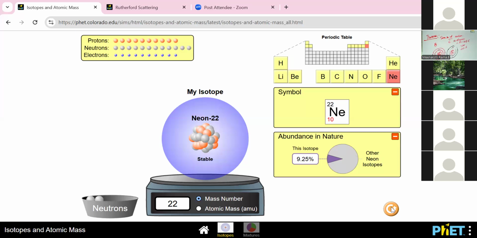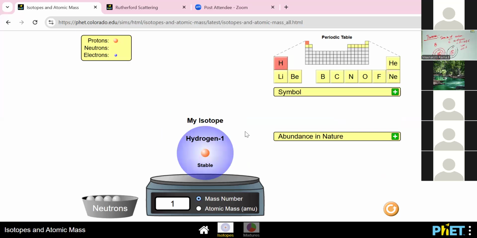We can study one concept, the stability of isotopes. From the beginning, this is hydrogen. Hydrogen has atomic number 1, and the atomic mass is 1.00783 AMU. Here the proton number is 1 and the electron number is 1. There is no neutron in hydrogen.